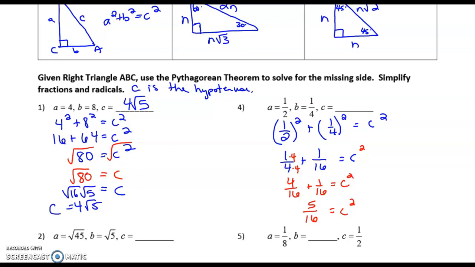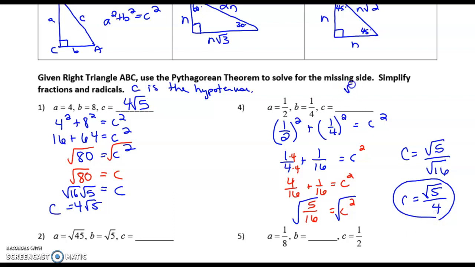Well, I still need to take the square root of that. So then your answer, C equals, we can break that up, square root of 5 over the square root of 16, which we know the square root of 16 is just 4. So C equals the square root of 5 over 4.